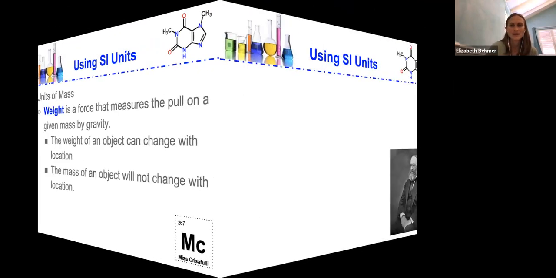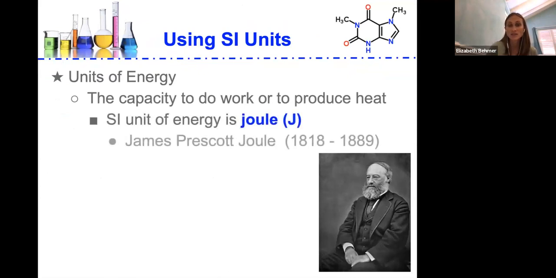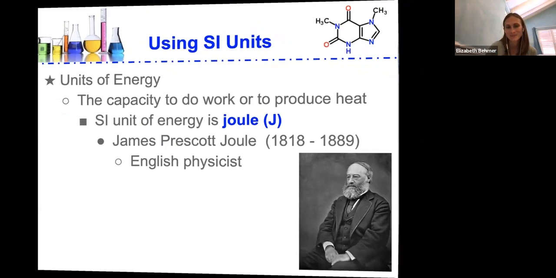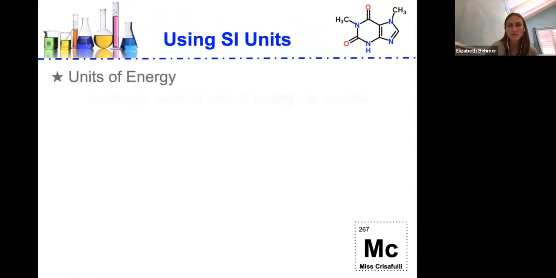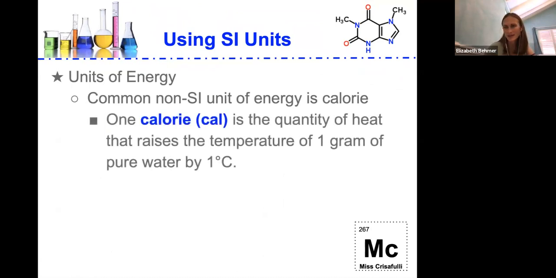Okay. Units of energy. So energy is the capacity to do work or to produce heat. And the SI unit of energy is the joule, named after James Prescott Joule, who was an English physicist. The common non-SI unit of energy is the calorie. We use that a lot in biochemistry. And 1 calorie is the quantity of heat that raises the temperature of 1 gram of pure water by 1 degree Celsius.